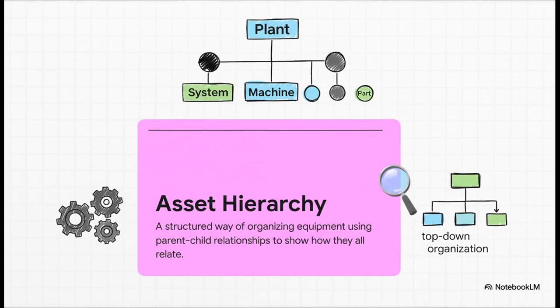So what is it really? Well, at its core, an asset hierarchy is just a logical, structured way of organizing your equipment. It uses what we call parent-child relationships to connect everything, from the entire plant all the way down to the smallest component. It's literally a family tree for your physical assets.